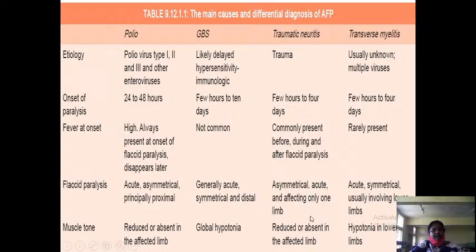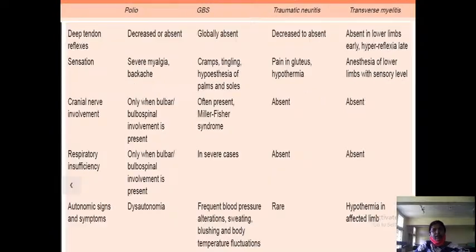Then traumatic neuritis. Traumatic neuritis is usually asymmetrical, acute, and usually affects one limb only. And transverse myelitis is symmetrical and mostly involves the lower limbs. Then muscle tone. In polio, the tone will be flaccid or absent in the affected limb. Whereas in Guillain-Barré syndrome, there will be a global hypotonia, meaning overall. And traumatic neuritis is again restricted to that limb only, and transverse myelitis has hypotonia in the lower limbs.